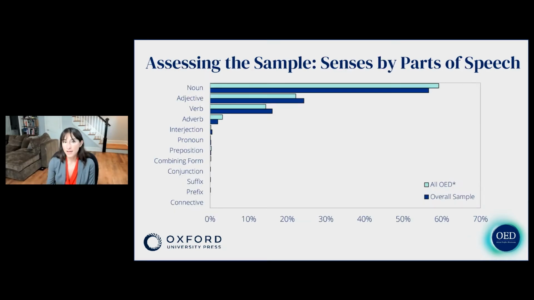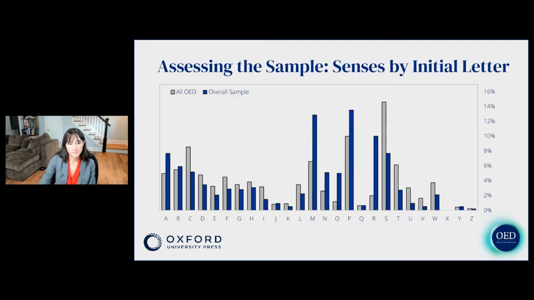So moving on from defining the sample, once the sample is defined, it's necessary to assess it relative to the overall OED to ensure that there's representativeness in the data between the sample that I'm using and the language itself. So as you can see, the assessment of the sample in terms of parts of speech pretty closely tracks the overall OED. We see some discrepancies here in terms of initial letter between the sample and the OED. And these are explainable, which is also what I was looking for.